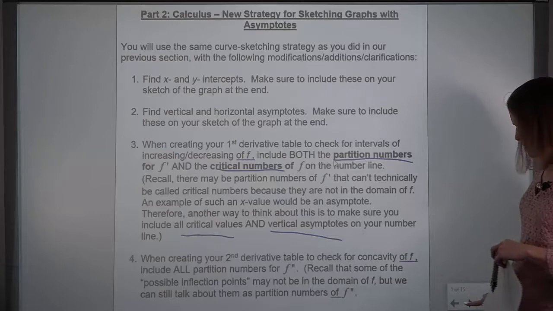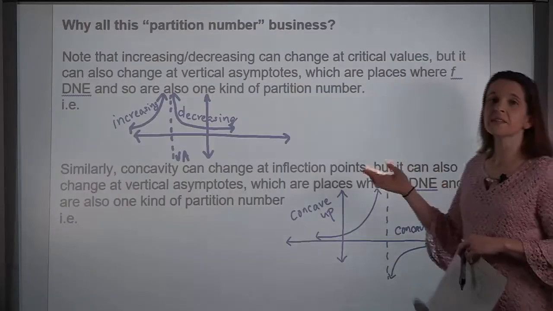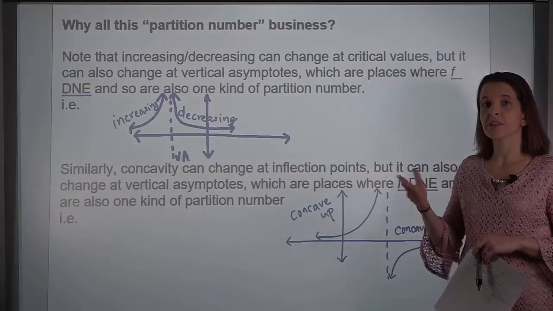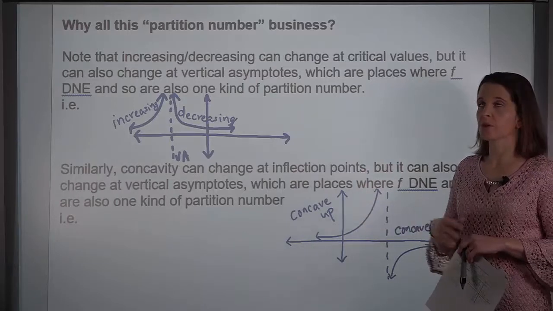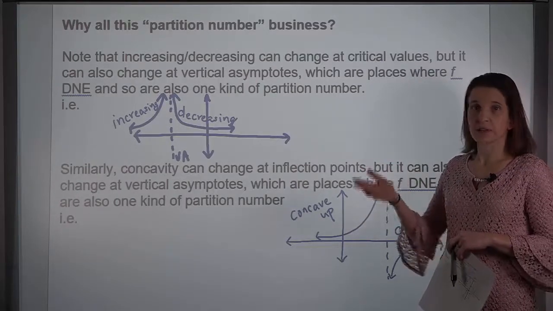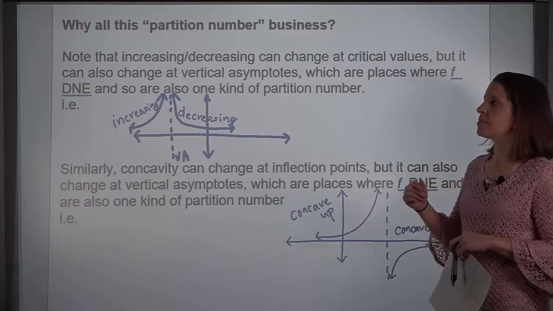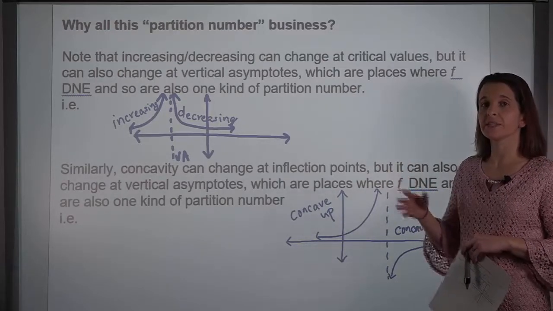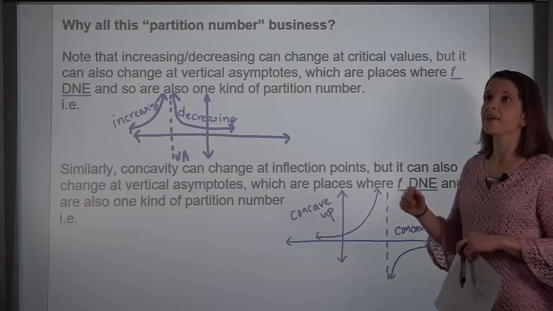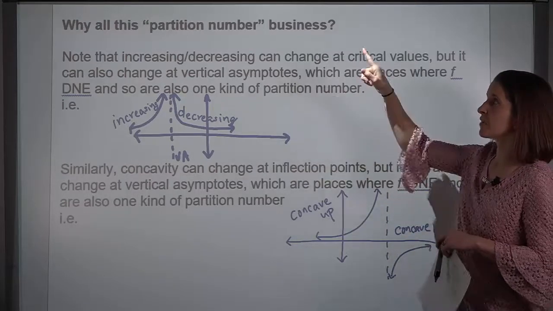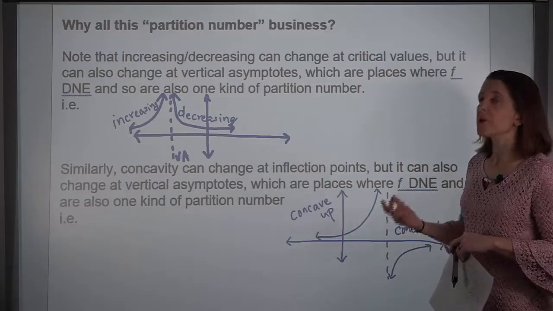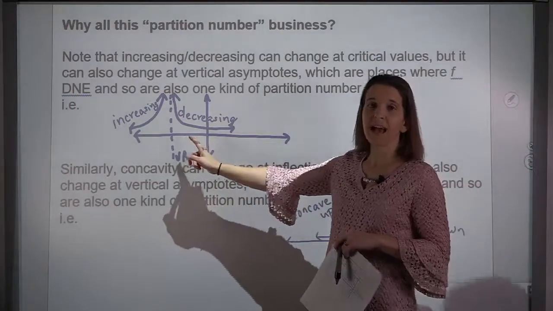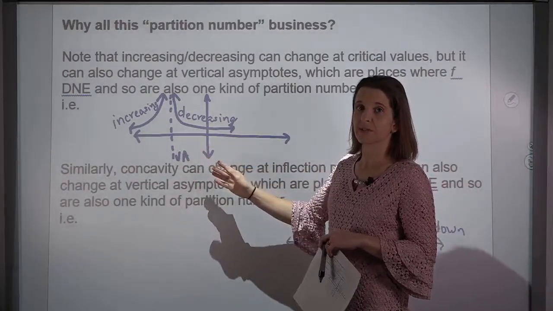So why do we do that? The reason that we put the partition numbers, even things that are not actual critical values or inflection points when it comes to the second derivative table, on there is because vertical asymptotes are places where increasing and decreasing can change. So yes, if you have a max, you change from increasing to decreasing, but also you could have an asymptote and have increasing and decreasing change.